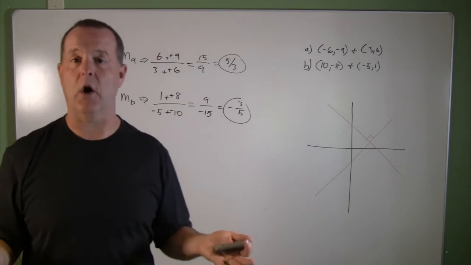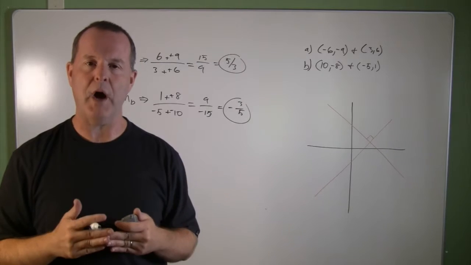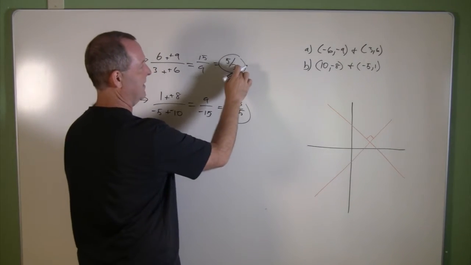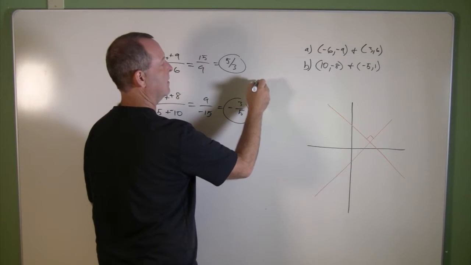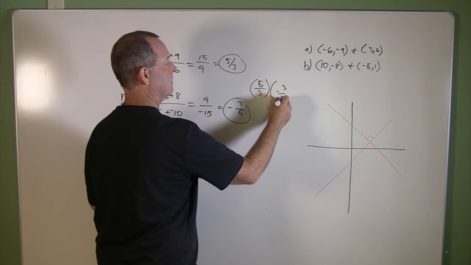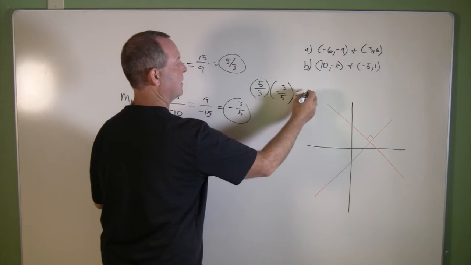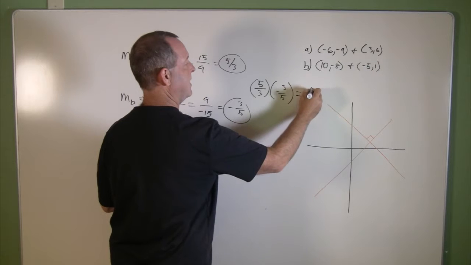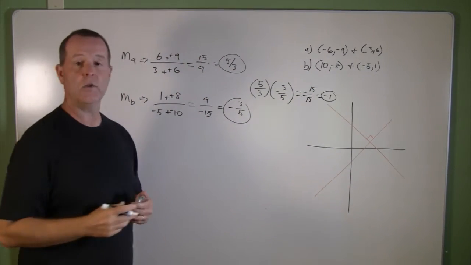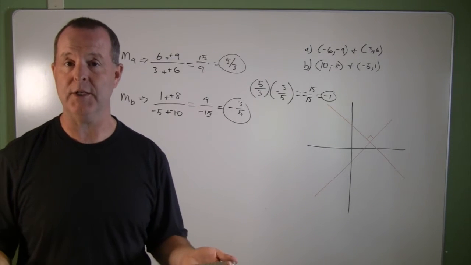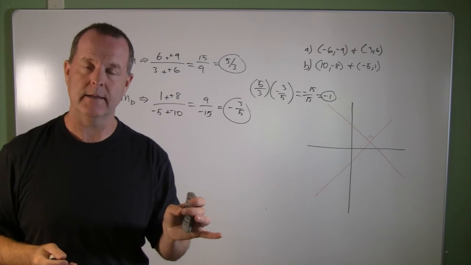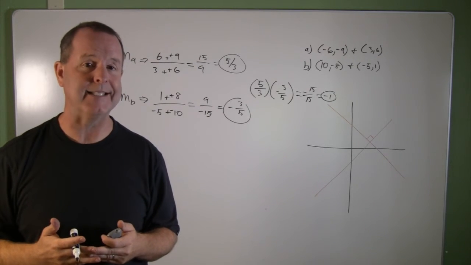So these two lines are perpendicular if the product of their slopes equals -1. Product means multiplication, so this slope times that slope. 5/3 times -3/5 equals -15 over 15, which equals -1. So those slopes do indeed, when multiplied together, equal -1. And because it equals -1, that tells me those two lines are perpendicular.